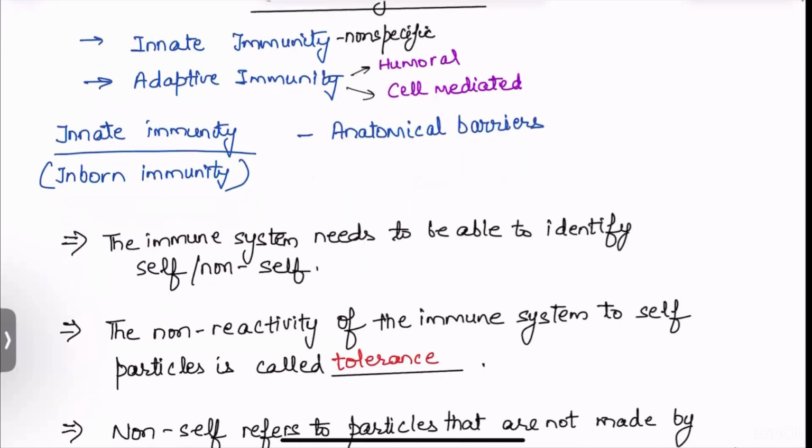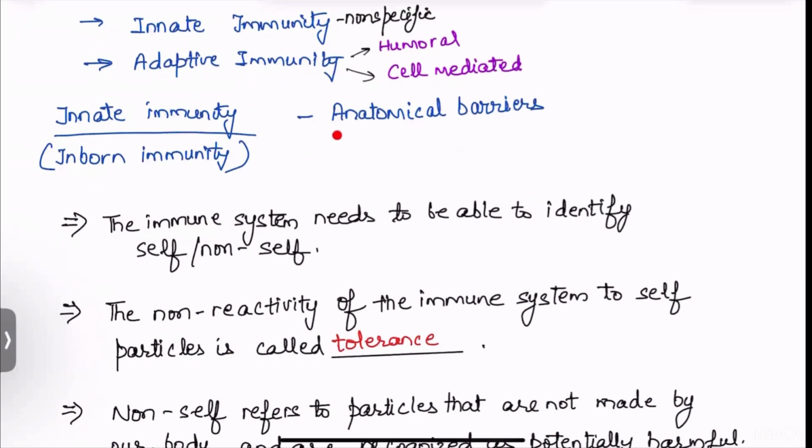Innate immunity, that is inborn immunity: first of all, we talk about the anatomical barriers, that is skin, mucous membrane, air sacs, tears and eye. So all those barriers make sure that no foreign pathogen is able to enter inside the body. But still, if because of any cut the pathogen is able to enter inside, the main function of the immune system is that it should be able to identify self and non-self.